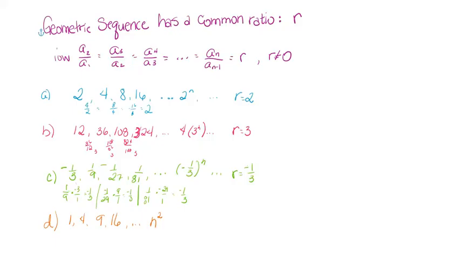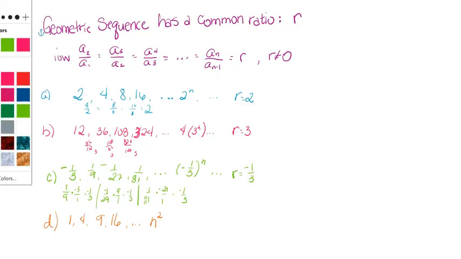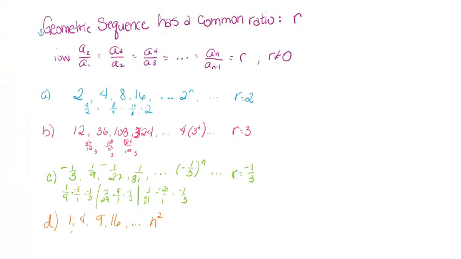Now let's look at this last one, the orange one here. 4 divided by 1 is 4. 9 divided by 4 is not 4. It's 9/4, or 2 1/4. 16 divided by 9 is not 4. So these do not have a common ratio. Therefore, it is not a geometric sequence.